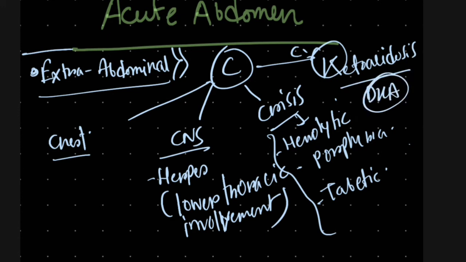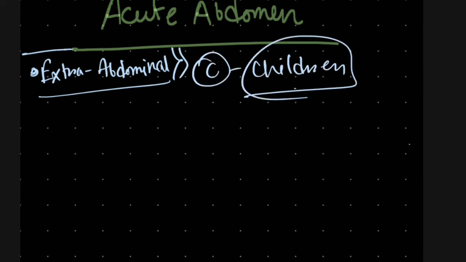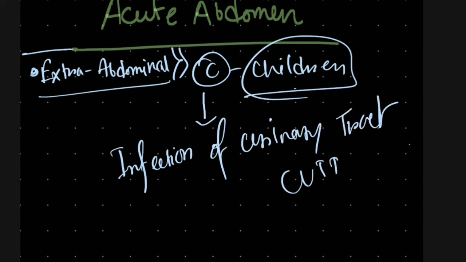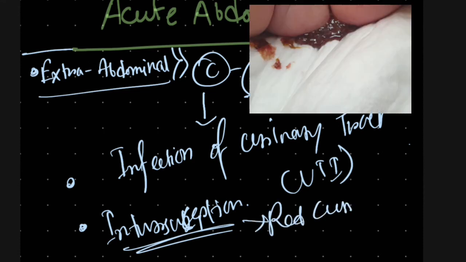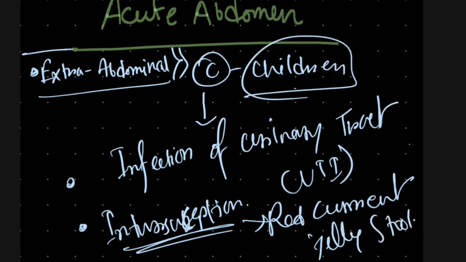Now, last, we must remember something. C for children. In children, we must remember that the presenting acute abdomen case might be due to infection of the urinary tract. We have to look for UTI. We have to exclude another thing in children, that is intussusception. Intussusception we should exclude in children. And in intussusception, we will find a red currant jelly stool. So that is all of the extra-abdominal causes of acute abdomen.